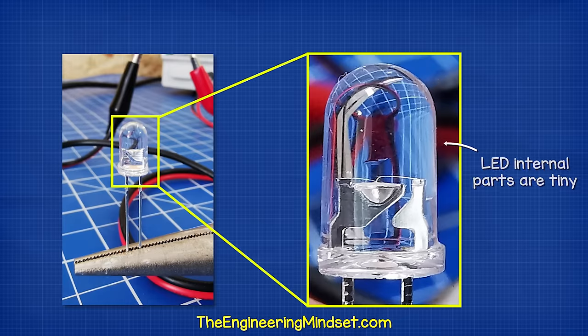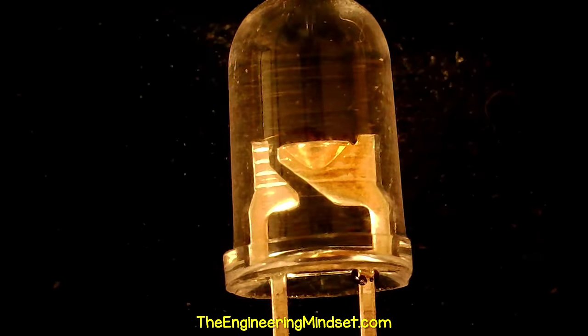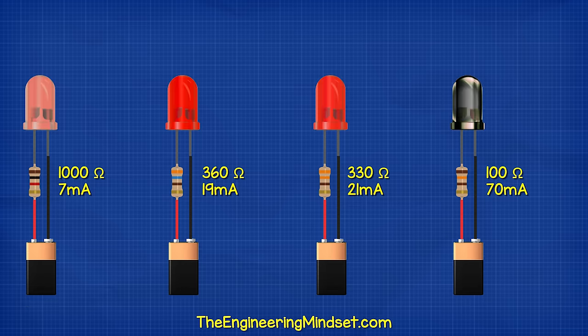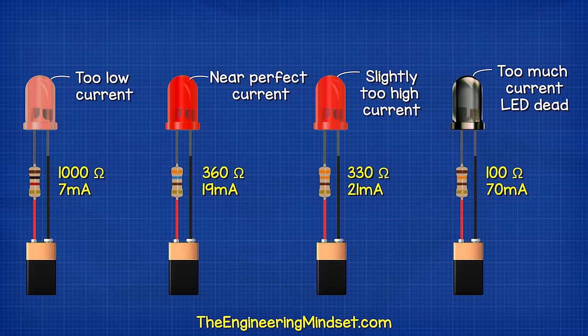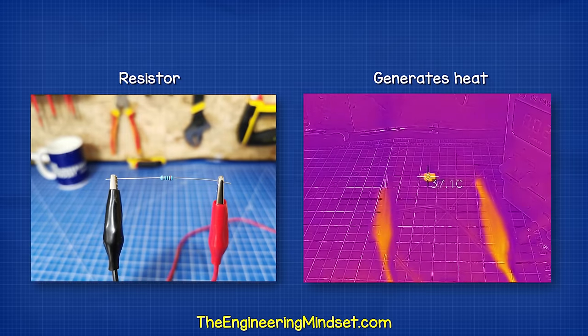Inside the LED is a thin wire, and the battery will try to push so many electrons through this wire that it breaks. So we use a resistor to reduce this current of electrons. The resistor is removing energy from the circuit to protect the LED. It is literally turning the electrical energy into heat in order to remove it.